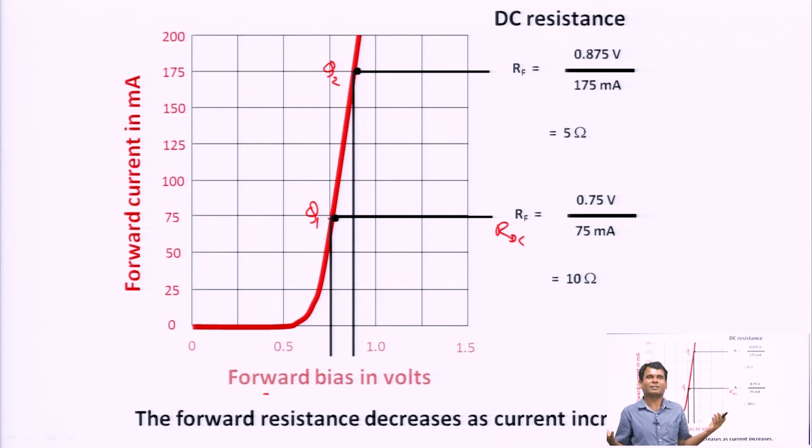Why? Because at high current the conductivity of the diode increases, that is, resistance decreases. This is not a new thing. At lower current, the resistance will increase. This means at lower current resistance is higher, at higher current resistance is lower. This means resistance and current are inversely proportional, according to Ohm's law also. So, this is all about the DC resistance.